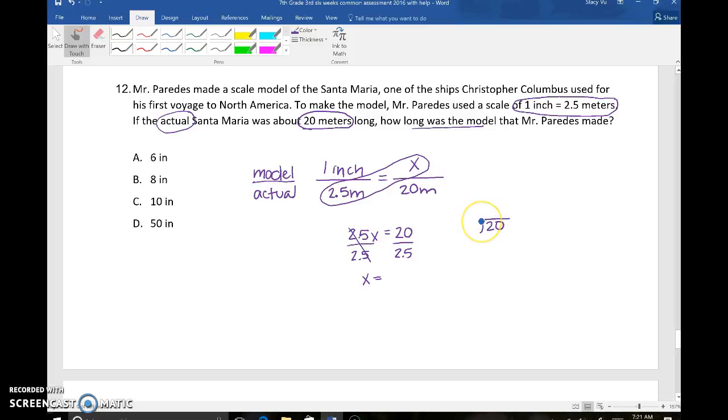20 divided by 2.5. Well, can't have a decimal out here, so I have to move it, and I do the same inside. So now it's 25 into 200. Well, I know 25 goes into 100 4 times because there's 4 quarters, but there's 200, so 8 times is 200. Let's make sure. So 25 times 8, 5 times 8 is 40, 2 times 8 is 16, plus 4 is 20. So my answer is 8 inches.